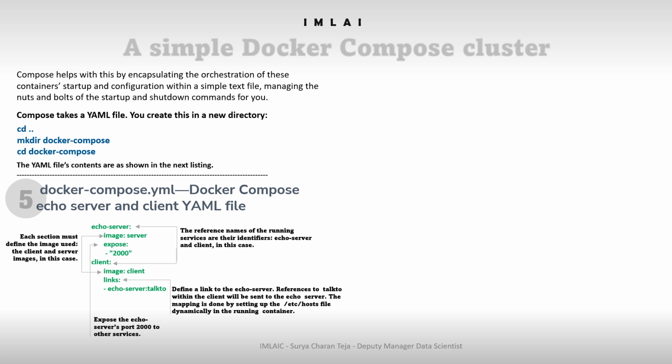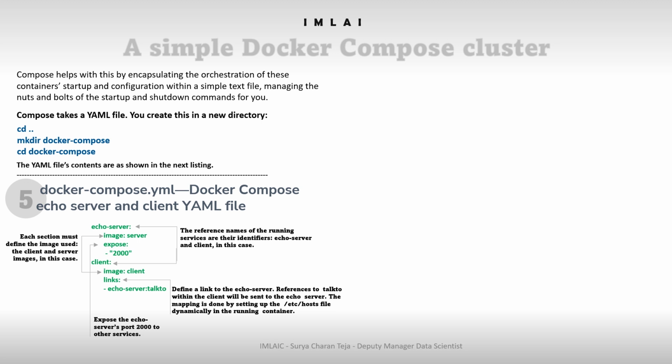So we use the image statement in this example to define the image used for each service, but you can also get Docker Compose to rebuild the required image dynamically by defining the path to the Dockerfile in a build statement. So Docker Compose will perform the build for you, in that case, if you mention the Dockerfile directory in the build statement.